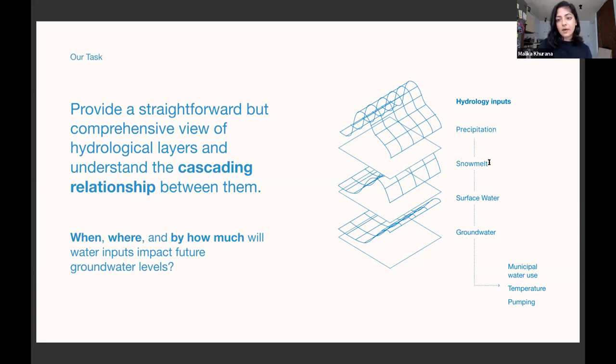precipitation, snowpack, surface water or reservoirs, and groundwater, which is as that water seeps into the soil, it starts to replenish that underground store. And specifically, we wanted to support understanding when, where, and by how much water inputs, like you see on the right, will impact future groundwater levels.